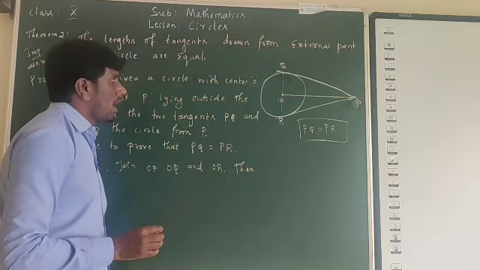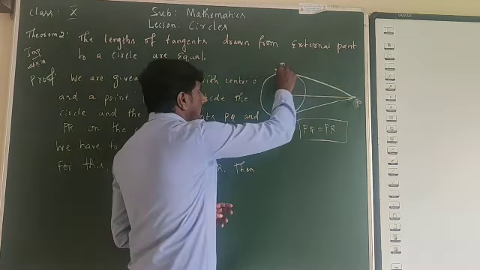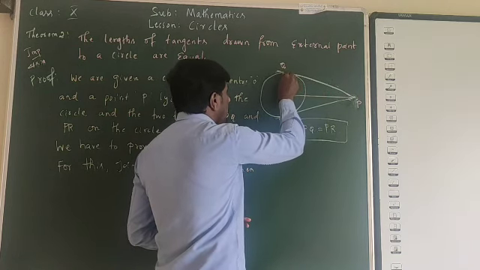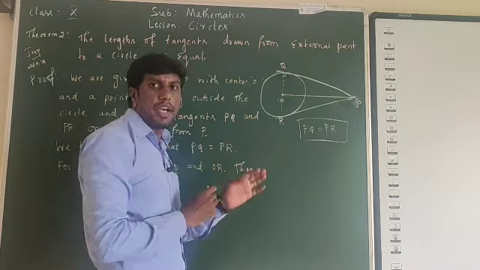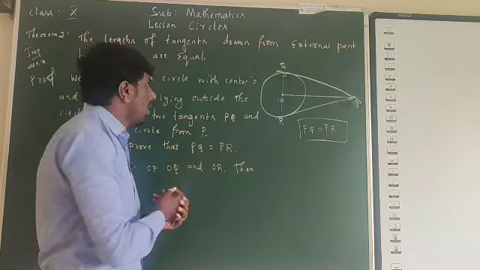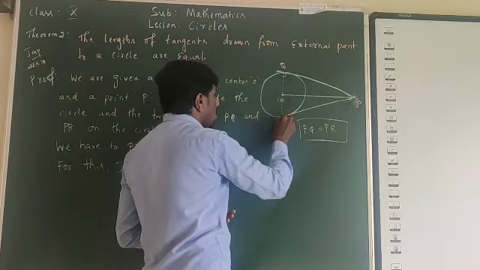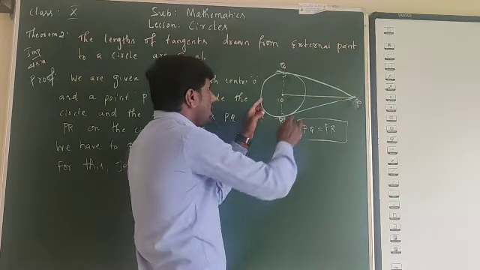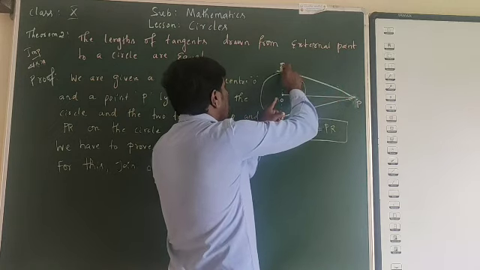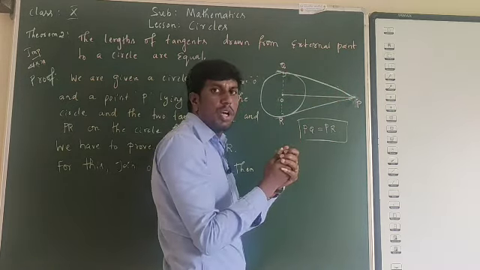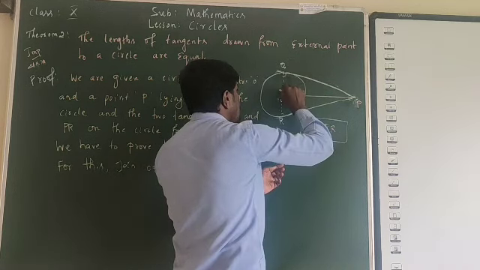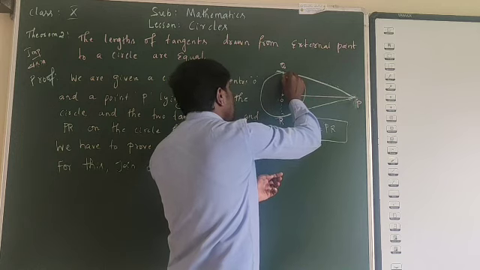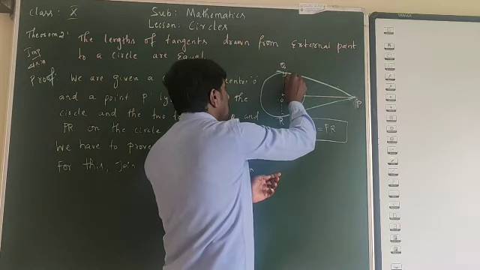Now you can observe that we have already learned that the tangent and the radius to the point of contact are perpendicular to each other. That means the angle between those two is 90 degrees. This angle is 90 degrees. This is also 90 degrees. Clear? Because we have learned from theorem 1 that the tangent and radius to the point of contact are perpendicular to each other. Now PQ is the tangent and OQ is the radius, so both are perpendicular. That means this angle must be 90 degrees, correct?